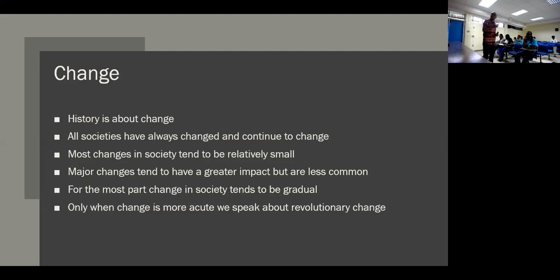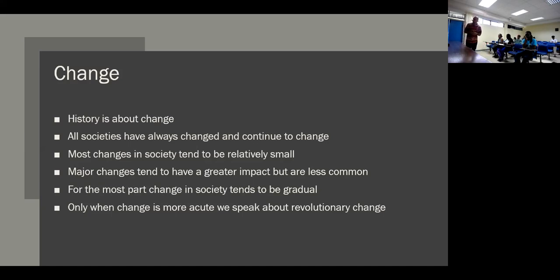So societies change, and we need, as historians, to understand why they change. Why they changed in 1962, why they changed in 1804, right? Those are the kind of questions that we need to address. All societies have always changed, and they continue to change, right? Most changes in society tend to be relatively small. Some of those changes we don't realize, and it's only in retrospect, in hindsight, that we notice. Many of those changes are happening in front of our eyes, and we don't really notice because they are relatively small. Those are the majority of changes.